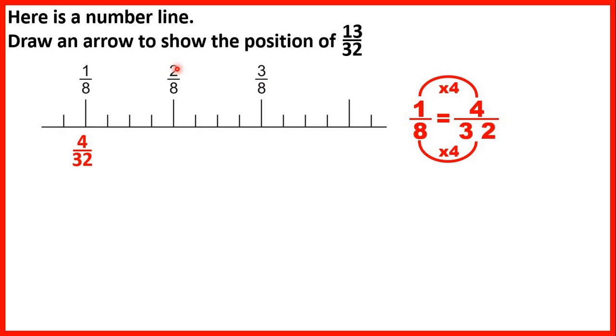And we can find an equivalent fraction for 2/8 as well. 2/8 is equivalent to 8 over 32, because 2 times 4 is 8, so we can mark that on our number line as well. And 3/8 is equivalent to 12 over 32, so we can mark that point as well. Now we want 13 over 32, and we can see that our numerator is going up by 4 each time, and that means that each of these little lines is 1 over 32. So we have 4, 5, 6, 7, 8, and so on, which means that 13 over 32 will be this point here.